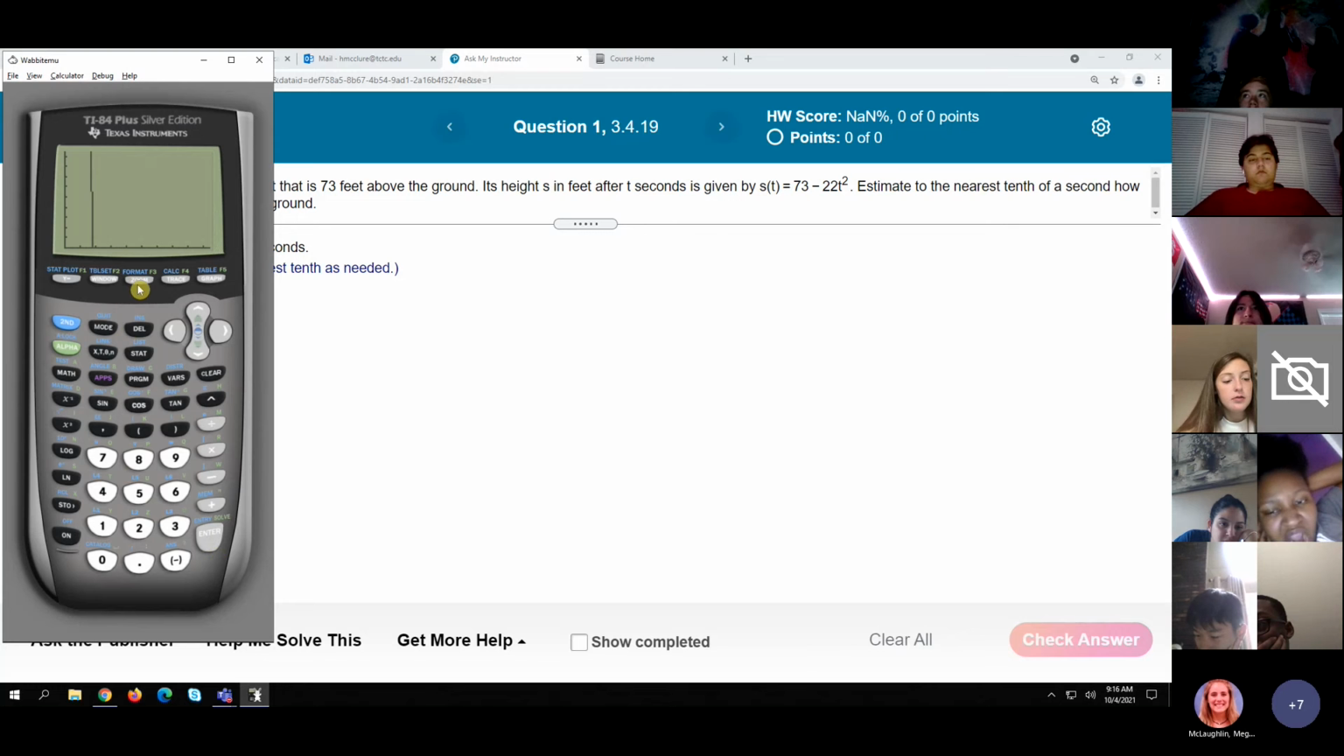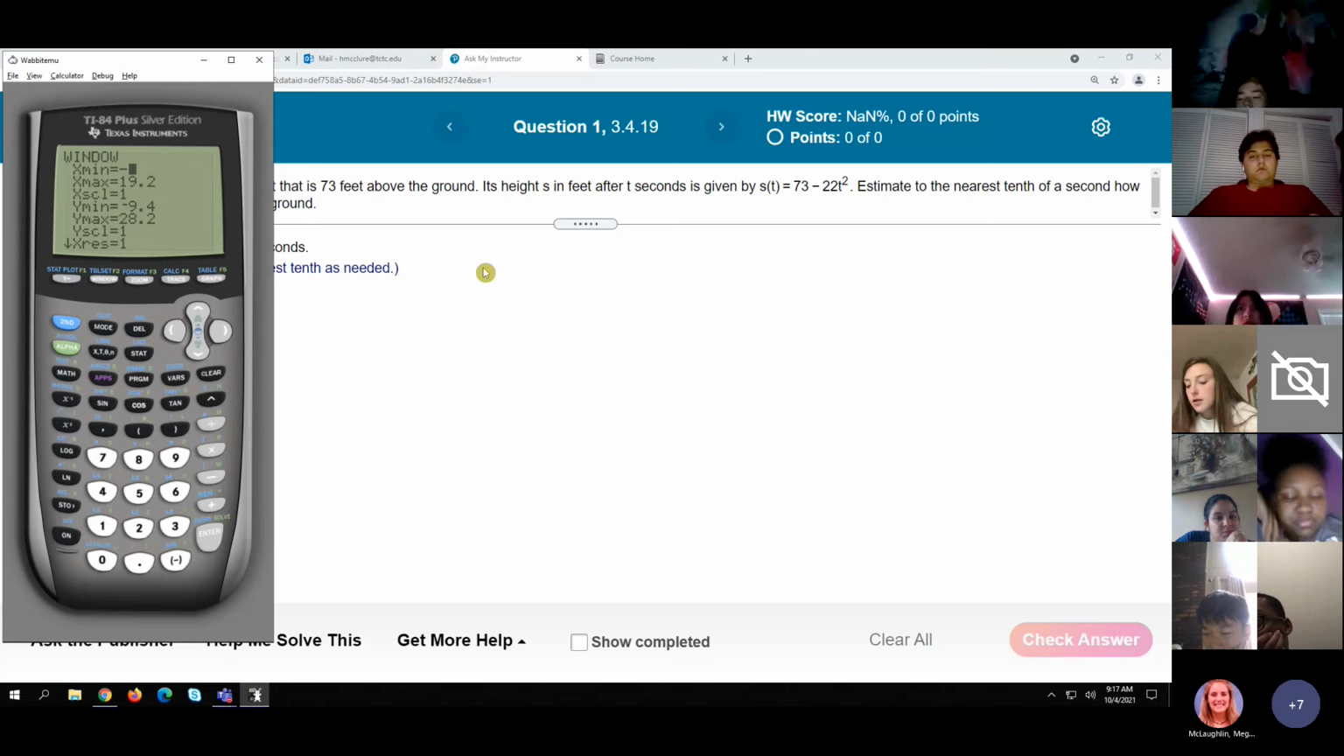And we'll move back a little bit. I know that 73 is our highest number. I'm just trying to zoom out a little bit. And zoom out again. I'm just going to go to window. And I'm going to say -5, or that's probably good. Negative 20 to 20.